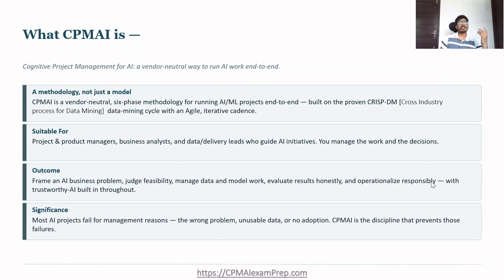So, what is the significance of CPMAI? Recent industry research indicates that nearly 75% of AI projects are failing, and major causes identified are selecting the wrong problem for AI solutions, inability to manage complex data requirements, and limited adoption by users and enterprise teams. And there were many more as well. So CPMAI is the discipline that prevents those failures. This was a quick introduction about CPMAI, and now we look into its exam format.